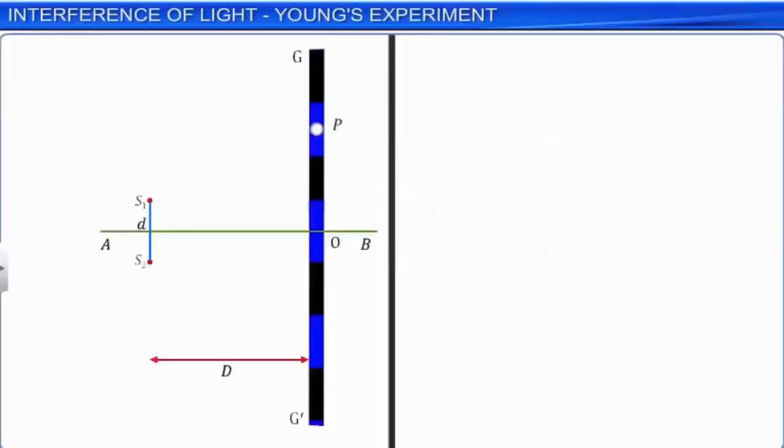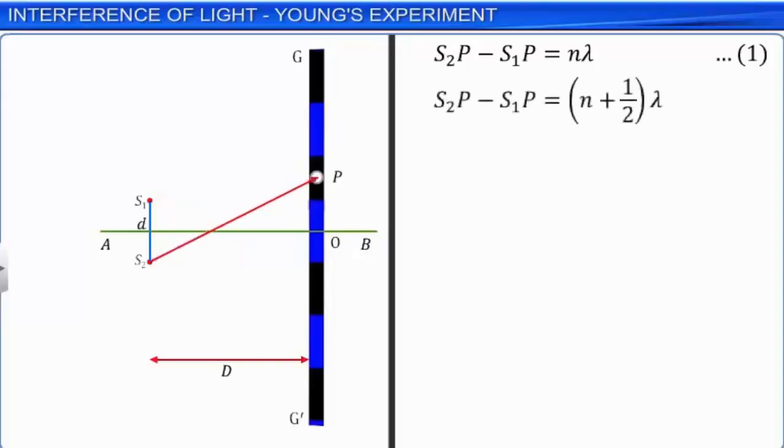If P corresponds to an interference maxima, then the path difference S2P − S1P is equal to nλ. Let this be equation 1. On the other hand, if P corresponds to an interference minima, the path difference S2P − S1P is equal to (n + 1/2)λ. Let this be equation 2. Here, λ is the wavelength of the light waves and n is an integer.